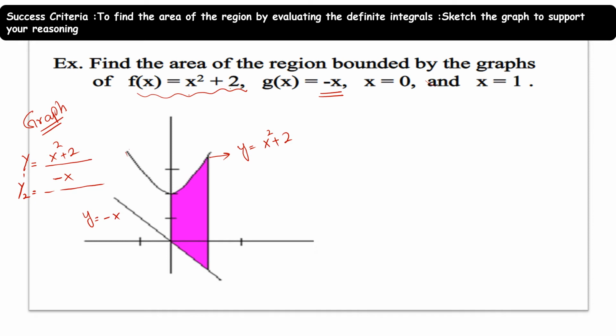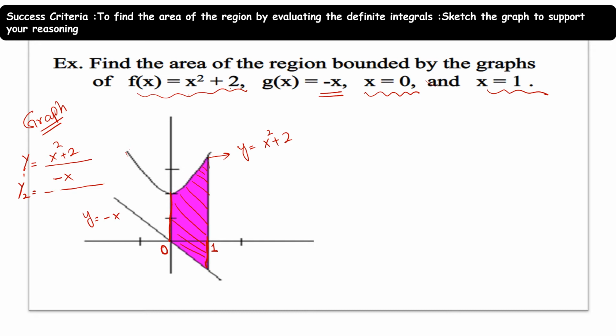Now they are asking you to find the area bounded between 0 and 1. So here of course this is the 0 and this part is your 1. Shade that part. Now you have to find the area of this region.